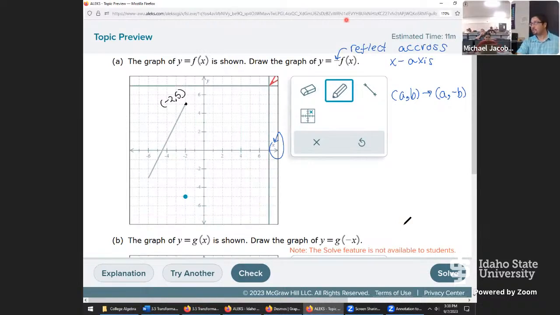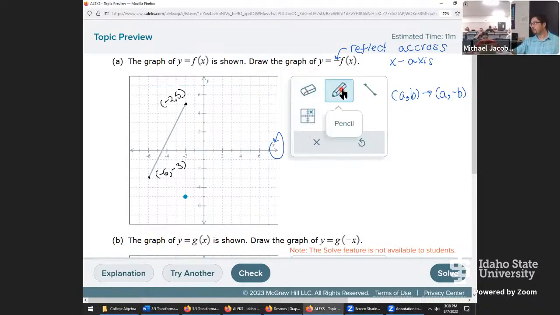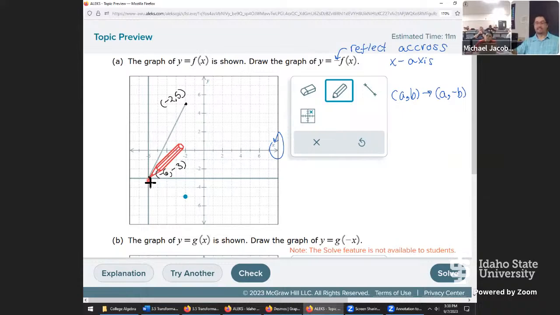Now let's find the next point. This one is at coordinates -6, -3. Go back to the pencil tool. Anyone see where this new coordinate will go from here? Exactly. We're just negating that second coordinate, forcing it positive. So -6, +3 gives us something right here.